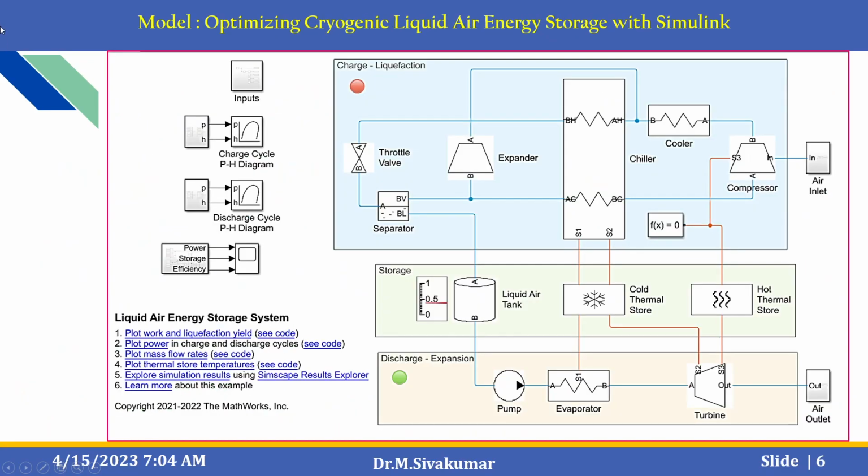This model has two parts, the charging subsystem and storage subsystem, and the discharging subsystem. In the charge subsystem, it is liquefaction, and the discharge section is the expansion. This is the energy storage block. Here the scopes represent the pressure-enthalpy diagram of the charge cycle and discharge cycle, and you can see the power, storage and efficiency scope here.